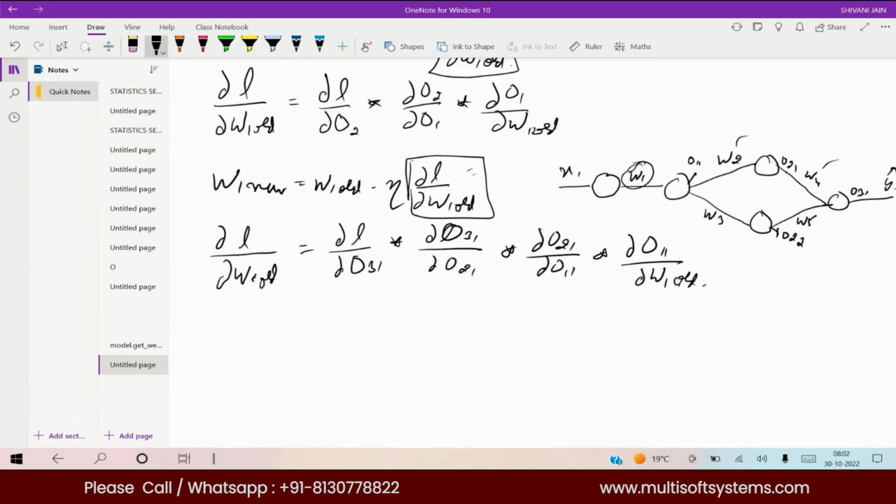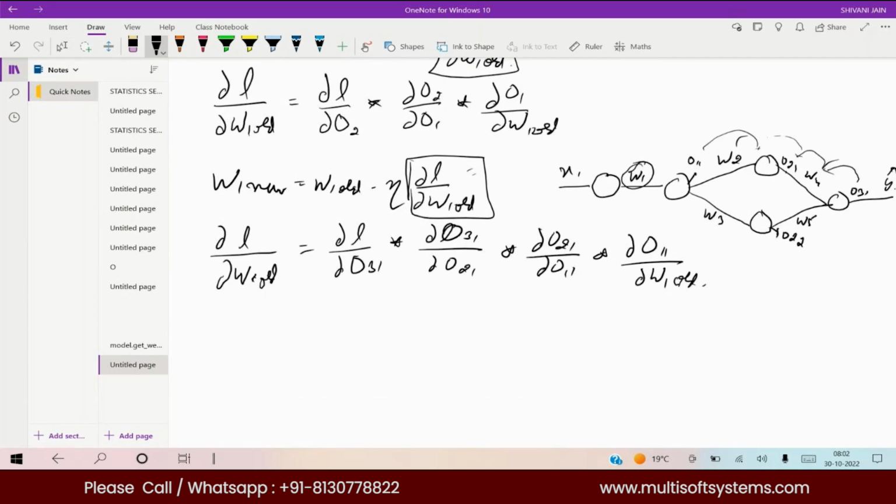Now you must be wondering why we have not considered W4 and W2. Don't worry about it, we can consider that also. So it will be derivative of O31 divided by derivative of W4, and derivative of W4 divided by derivative of O21. You can write it that way also. Basically, this is dependent on this, this is dependent on this. This is the chain rule.